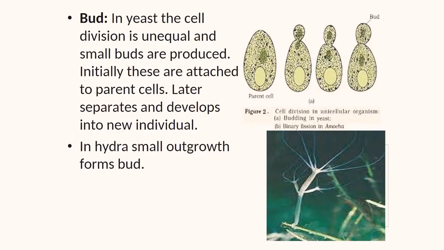In yeast, the cell division is unequal and small buds are produced. Initially, these are attached to the parent cells. Later they separate and develop into new individuals. Another example is hydra. In hydra, the buds may be cut off from the parent body, which grows into new individuals. Budding in hydra takes place during summer when the animal is well fed and healthy.